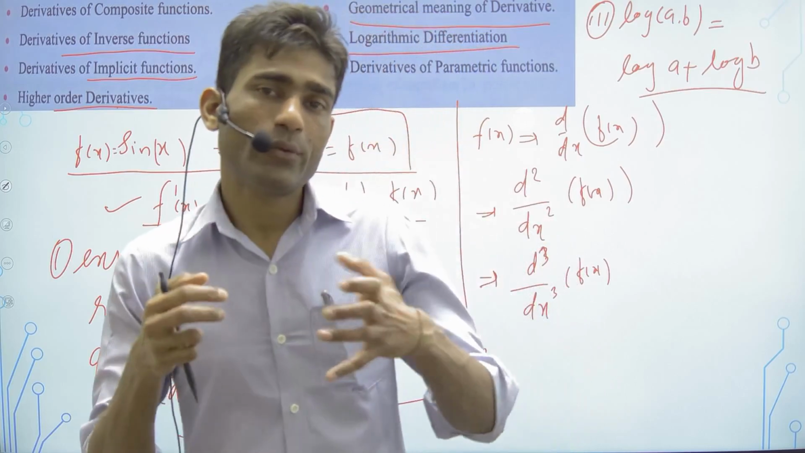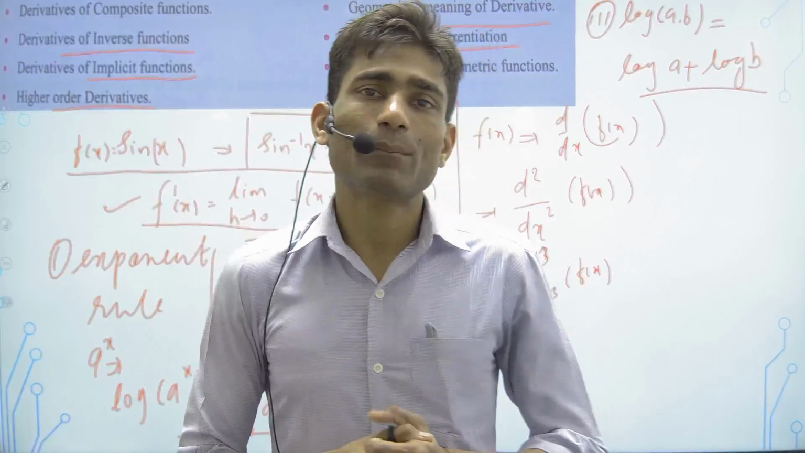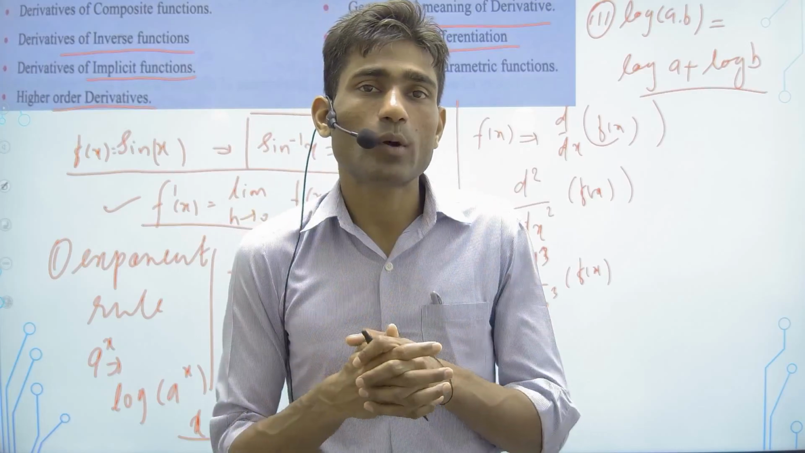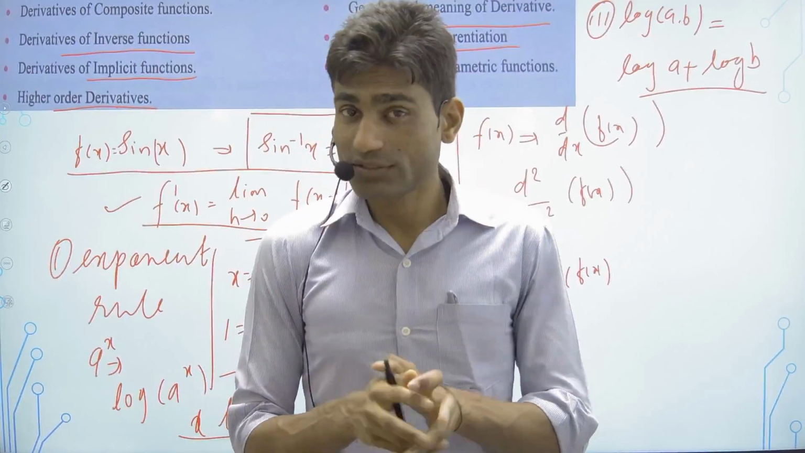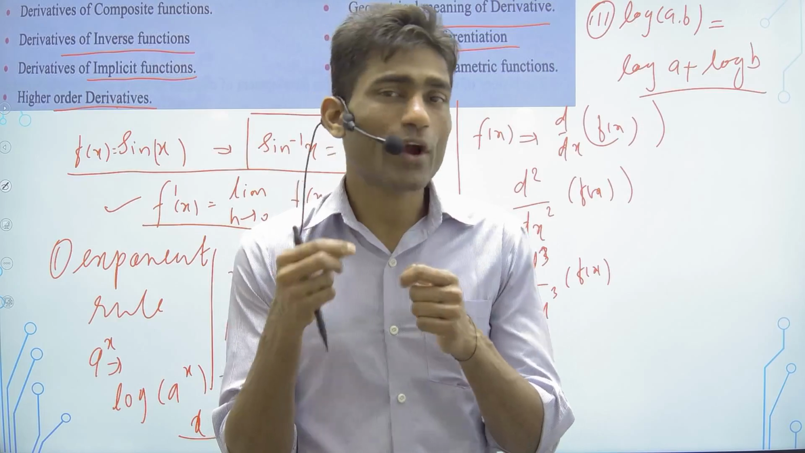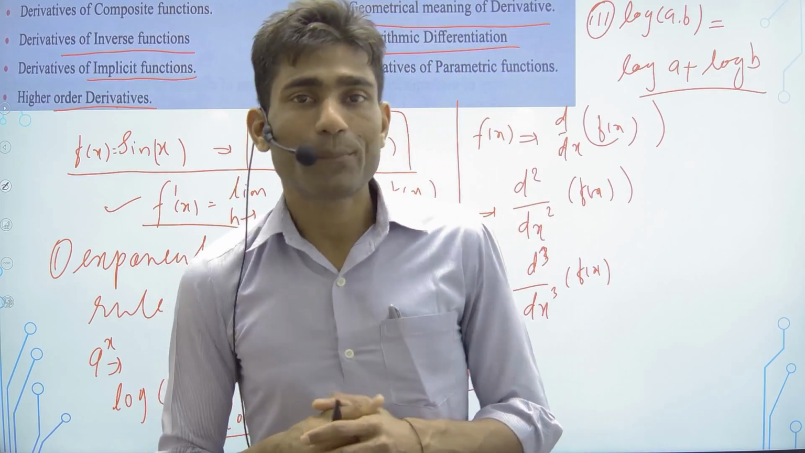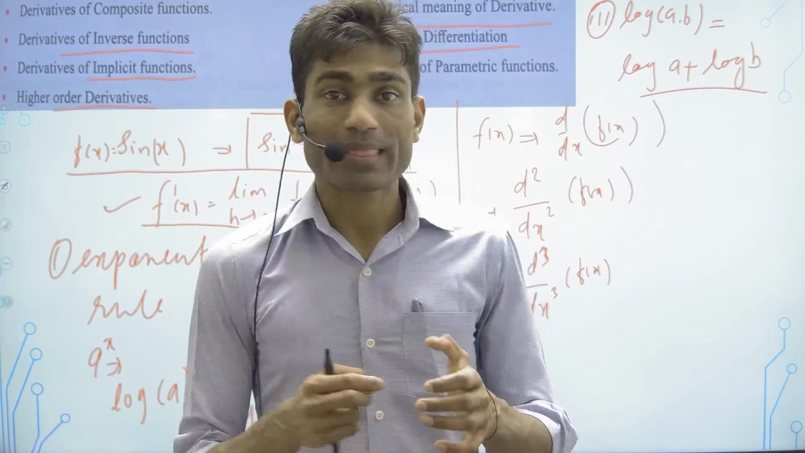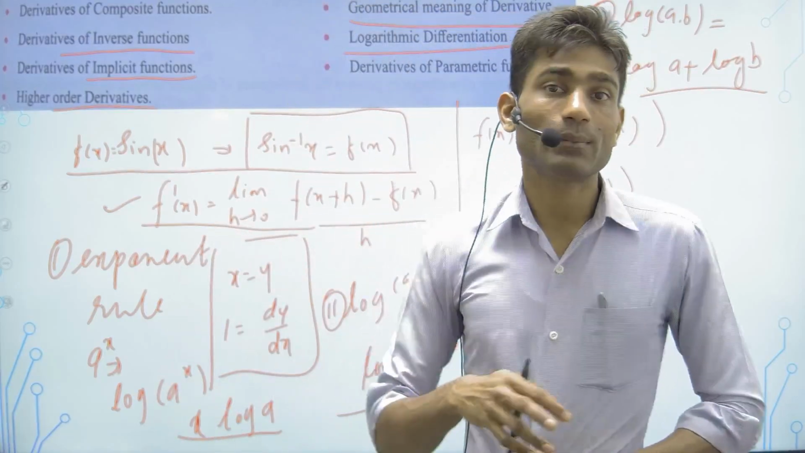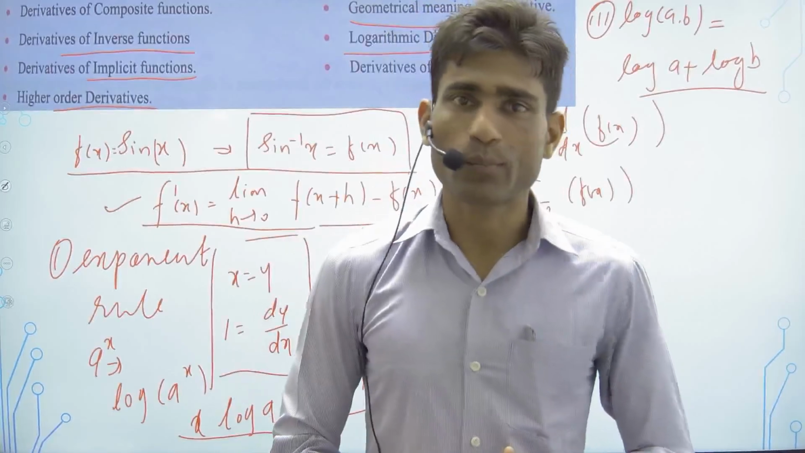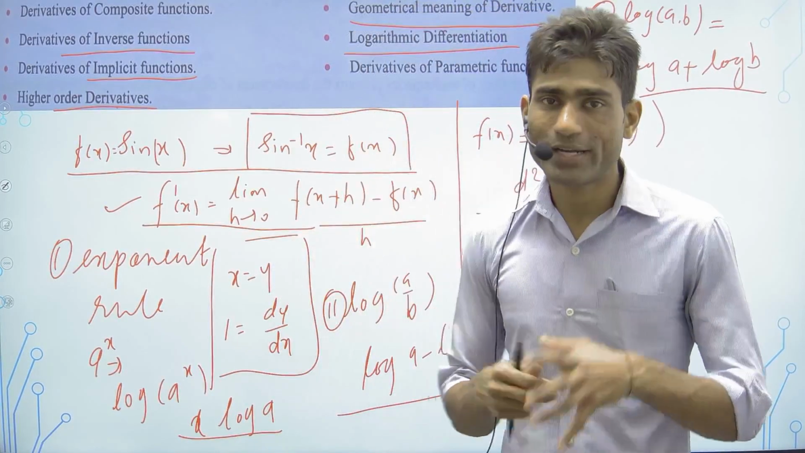Whenever we have some complicated example like log of a into b, where a and b are complicated types of functions, in such a case it is quite difficult to apply the product rule for our differentiation. Now in such a case what we do, we take some of the results from the logarithm chapter. Just 3 to 4 results are important. I hope you all have understood all this part.